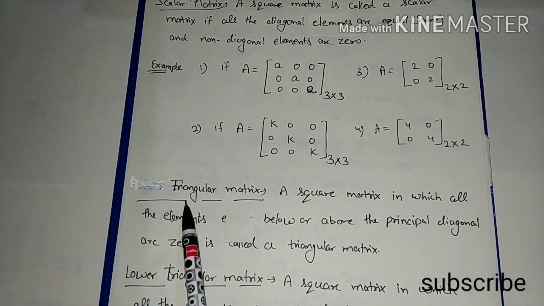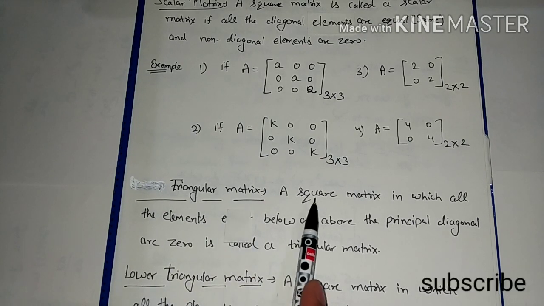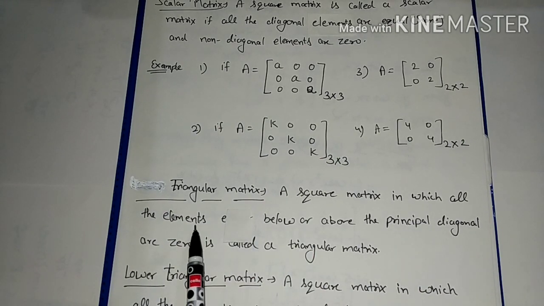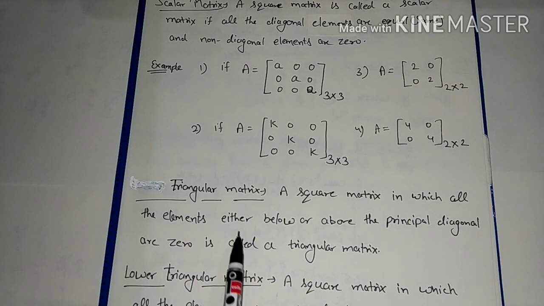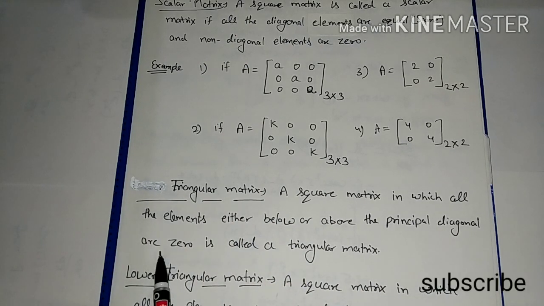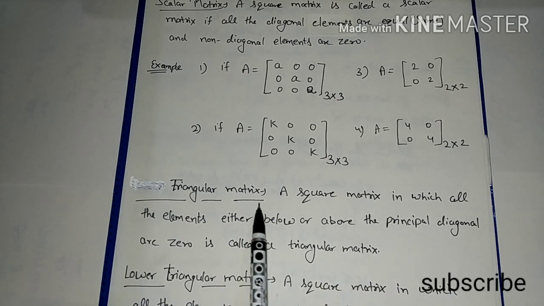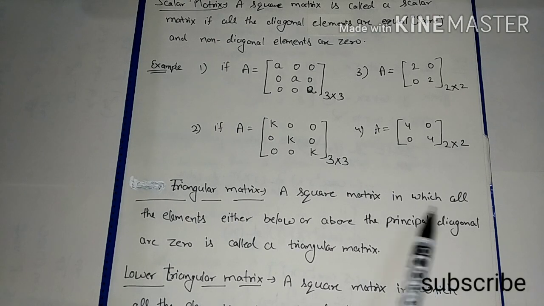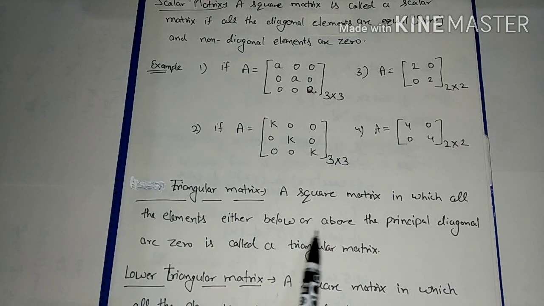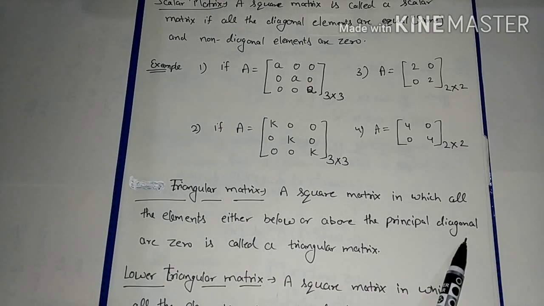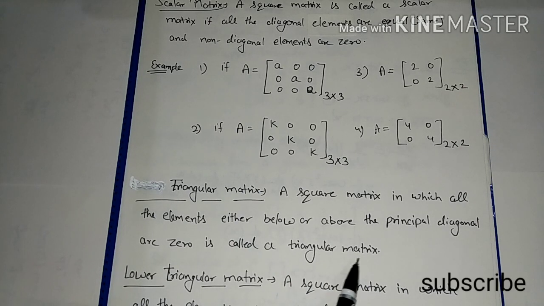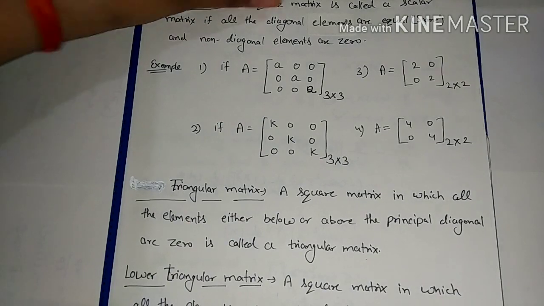Next, triangular matrix. A square matrix in which all the elements either below or above the principal diagonal are 0 is called a triangular matrix. The condition is that it must be a square matrix in which all the elements either below or above the principal diagonal are 0. Principal diagonal we have already told.